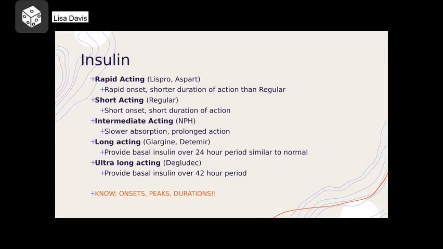All right, so here's the list of the insulins we're going to be talking about. We've got rapid acting, short acting, intermediate acting, long acting, and ultra long acting. So our fastest acting is going to be our Lispro or Aspart insulin. It's got a rapid onset and a little bit shorter duration of action. Next, we've got the short acting, which is regular insulin. Really important thing about regular insulin is it's the only type of insulin that can be given IV.